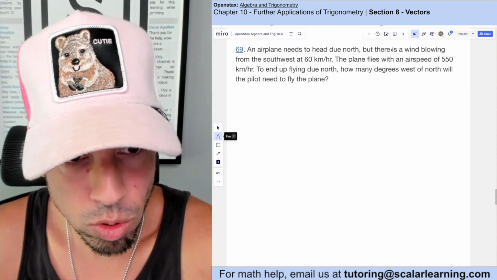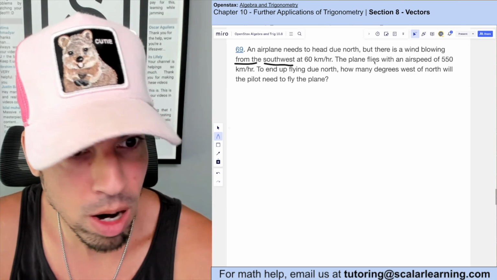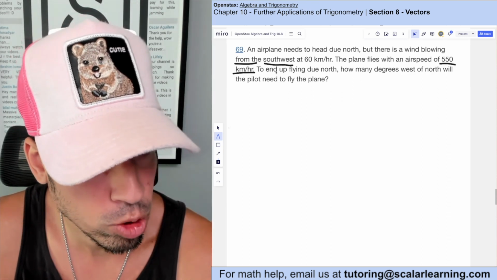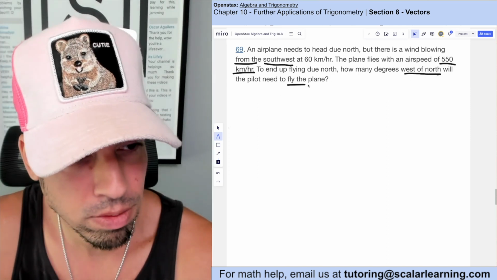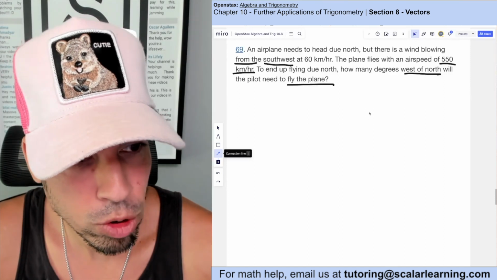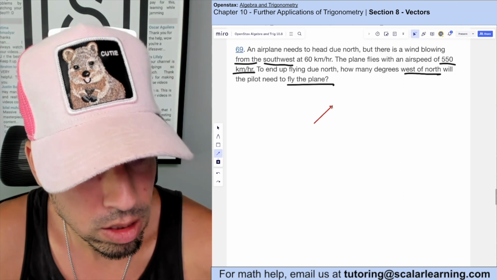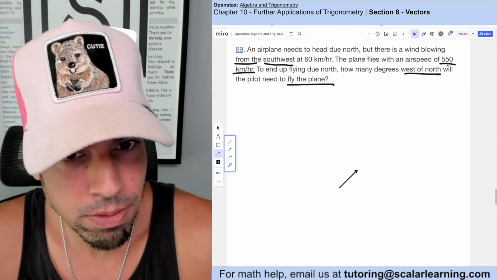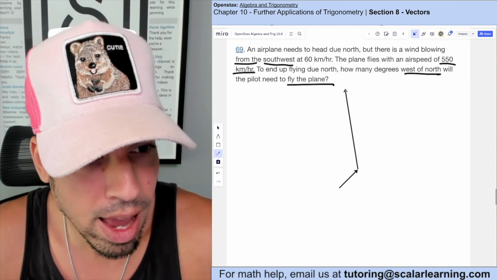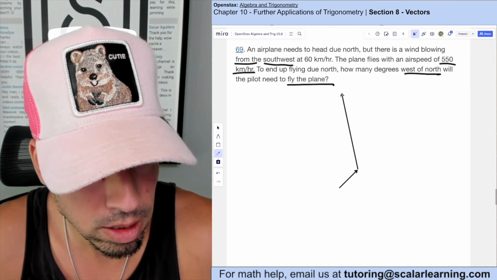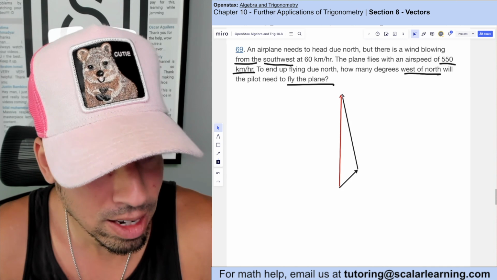An airplane needs to head due north, but there is a wind blowing from the southwest at 60 kilometers per hour. The plane flies with an airspeed of 550 kilometers per hour. To end up flying due north, how many degrees west of north will the pilot need to fly the plane? So the way we want to map this out is first we've got a wind coming from the southwest, right? Southwest. So that means it's going northeast. And then we've also got a vector that's going 550 miles per hour. That's the velocity. But we need to angle it at a certain angle such that when we position it at the right angle, the resultant vector is going to be going exactly due north, right?